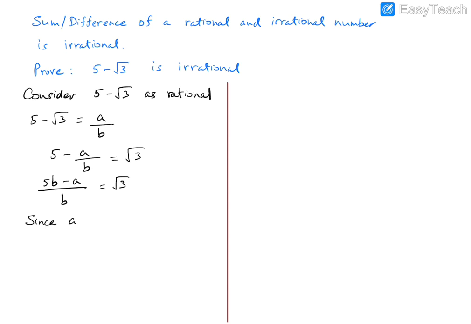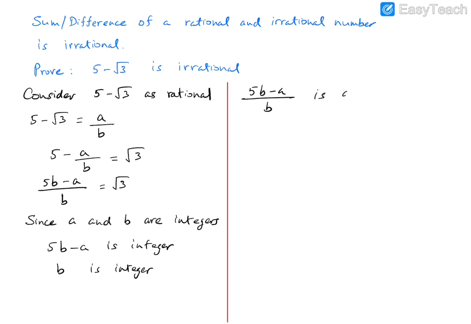So we write, since a and b are integers, that means 5b minus a is an integer, and b already is an integer. So that means 5b minus a divided by b is a ratio of integers.